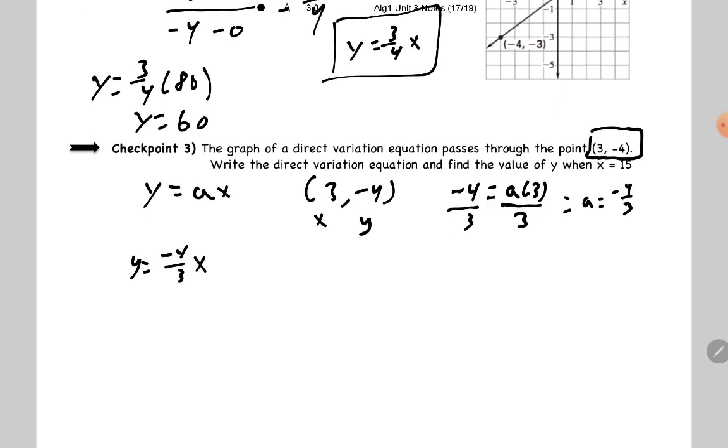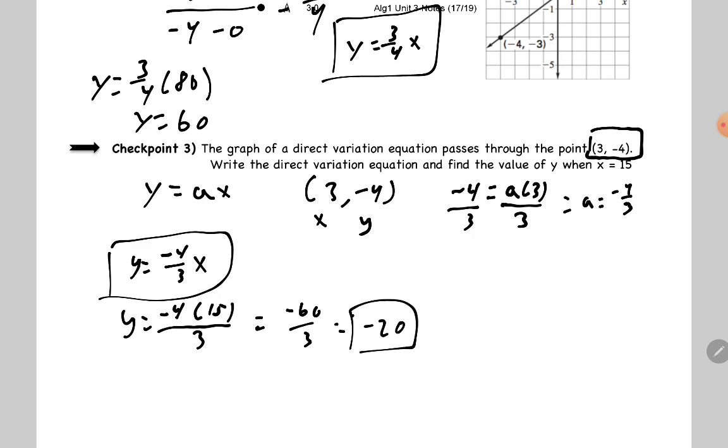Now they want us to find the value of y when x is 15. So negative 4 times 15 divided by 3, which is negative 60 divided by 3, which is negative 20. So y equals negative 20 when x is 15. So there are 2 answers here: the equation, and the y value when x is 15.